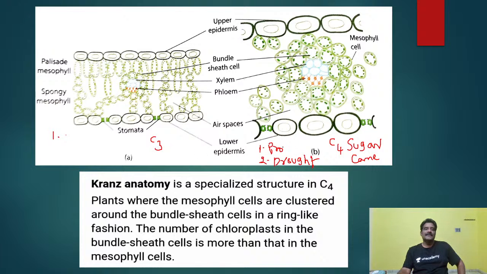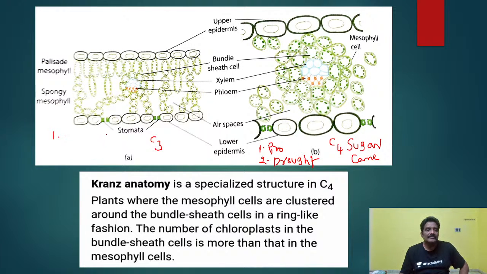What is the reason here? Only one point: photorespiration is absent in C4 plants. What photorespiration is will be studied in the coming classes, so don't worry. But one more important point: there is a slight difference in the internal structure of the leaf of C3 plants and C4 plants.